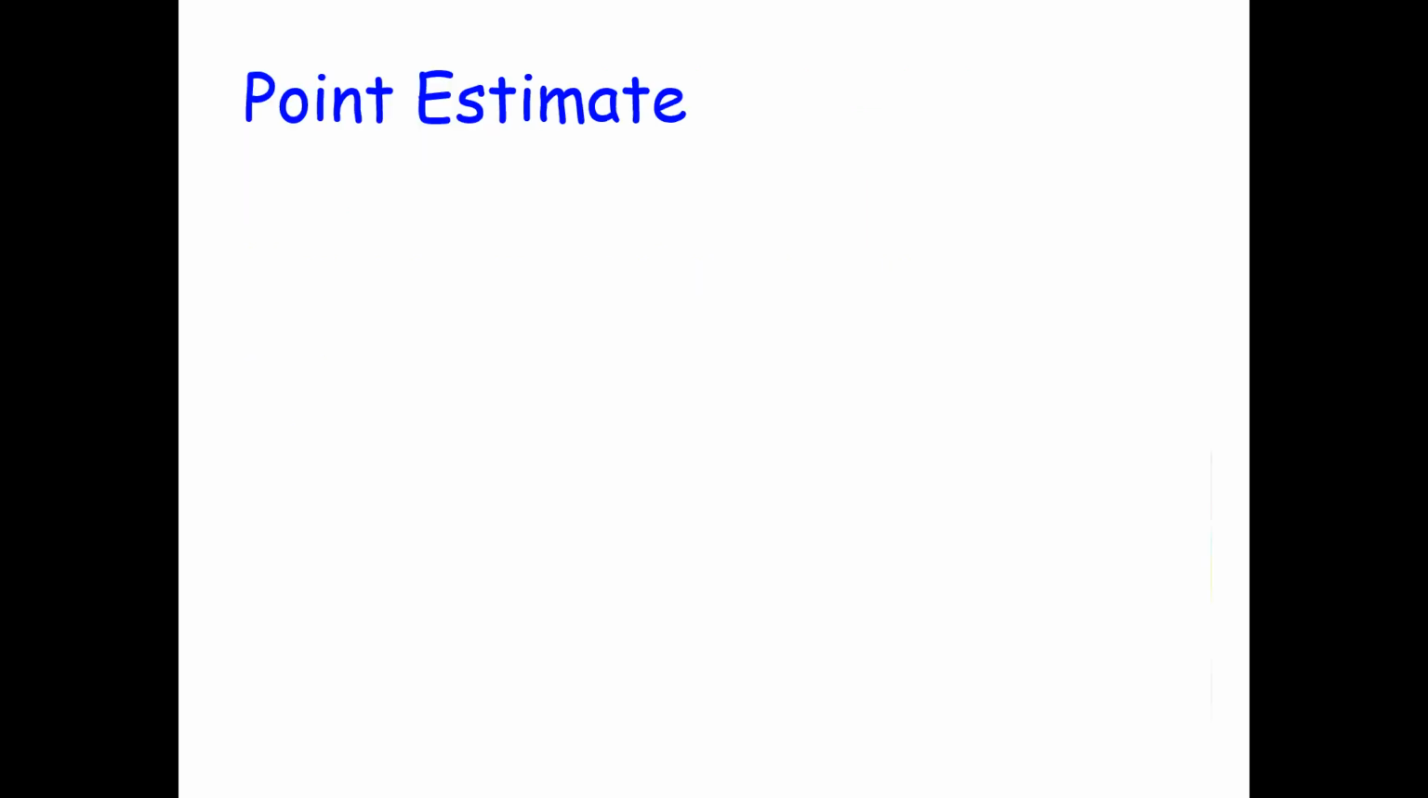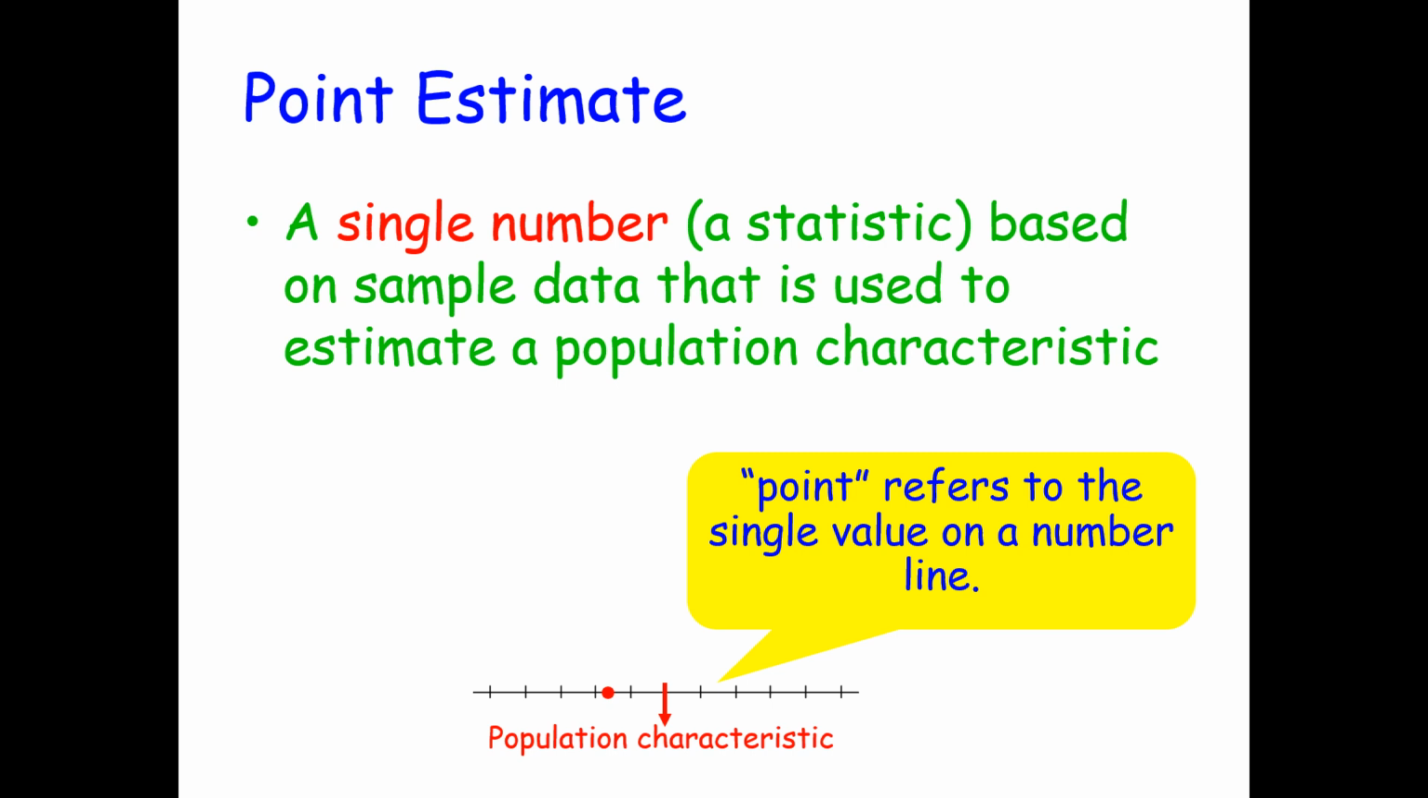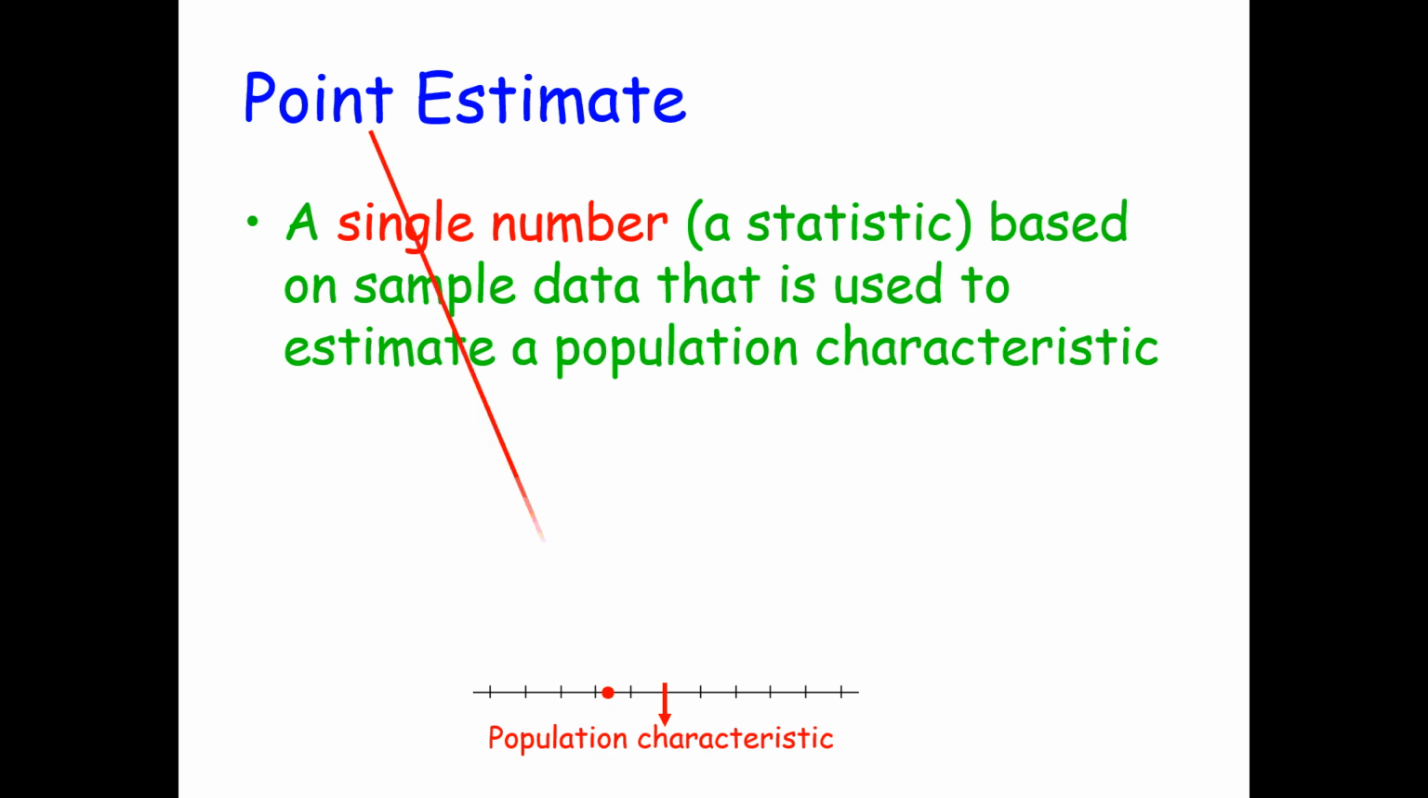So let's talk a little bit more about point estimate. The point estimate is a single number or a statistic based on sample data that is used to estimate a population characteristic. So the point refers to a single value on the number line. So this is our point estimate.